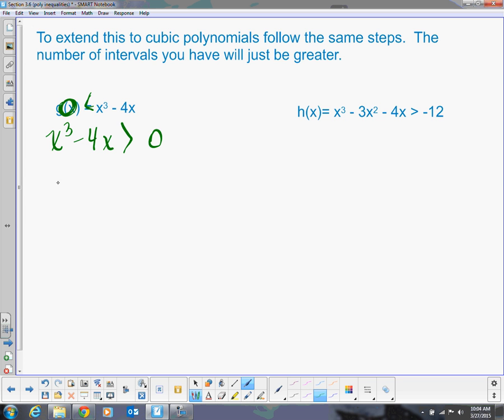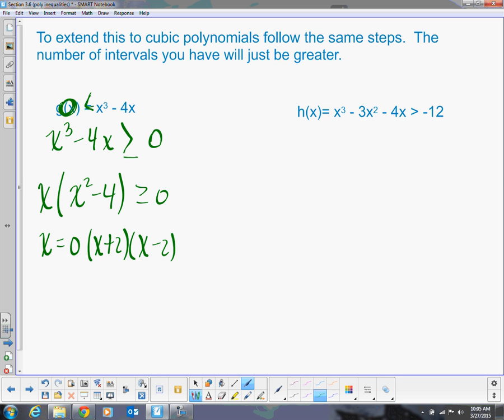Okay, how do you factor this? Is it greater than or equal to? Yeah, I think so. Oh yeah, there's a little bar. So how do we factor? We take out an x, leaving x squared minus 4, and then you set those to 0. Remember that x squared minus 4 is x plus 2 times x minus 2. So x equals 0, and then x plus 2 times x minus 2 equals 0. So we got x equals 2 and negative 2, and 0. And so I got 3.